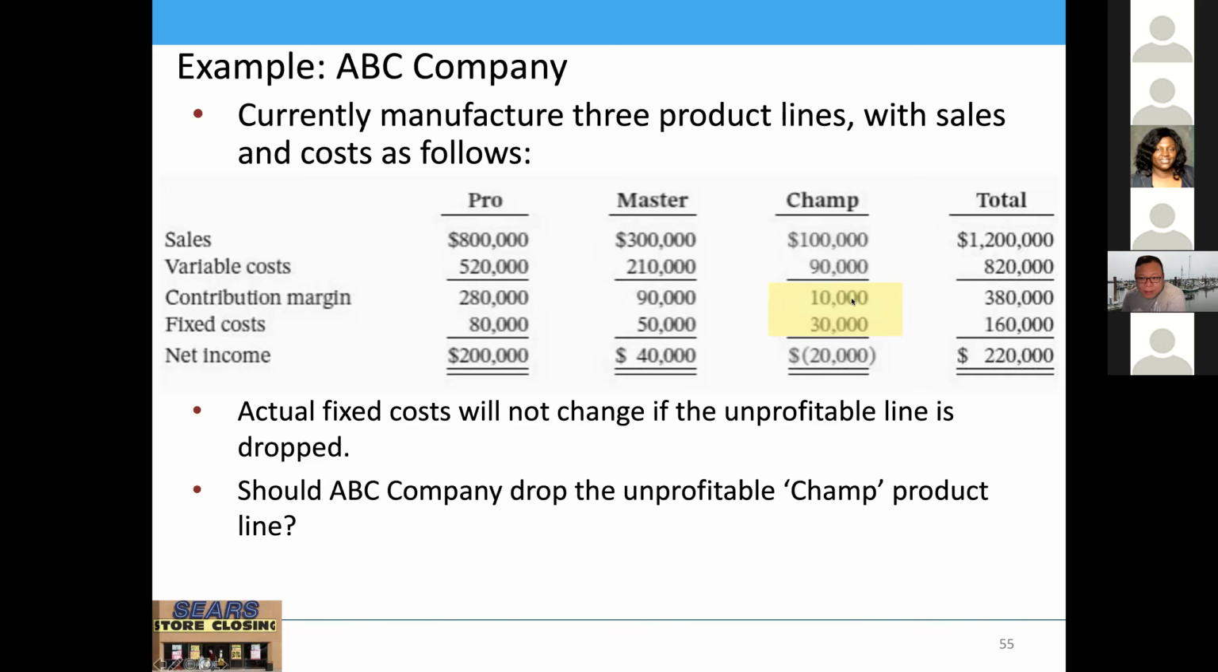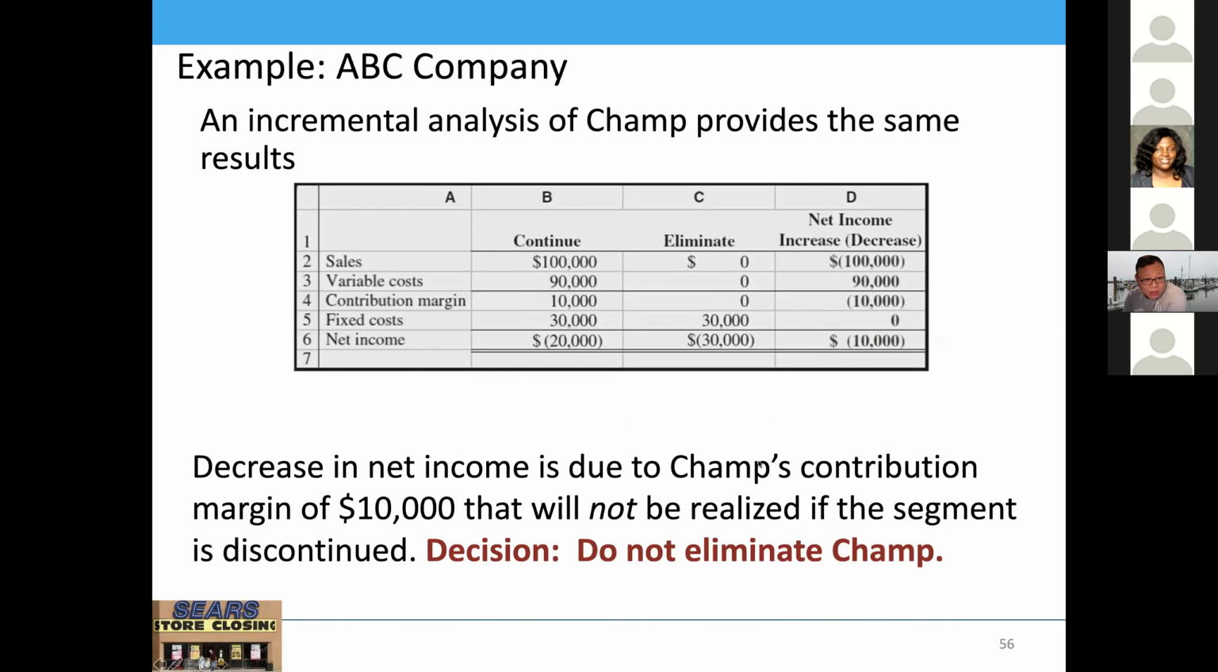And how about the fixed cost? Can you save any fixed cost? No, right? You do not save the fixed cost because the fixed cost won't change, right? So if you close it, you just lose $10,000. That's it, right? So you should not close it.